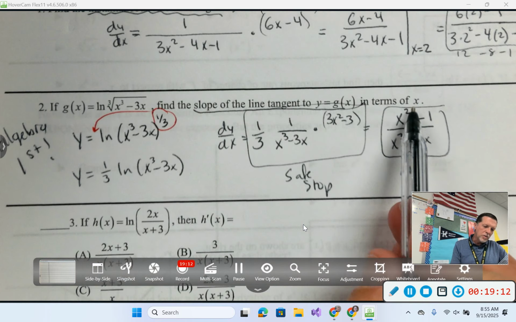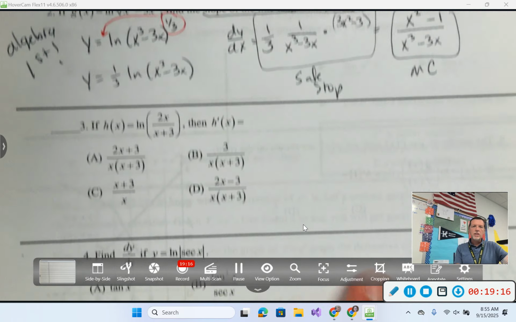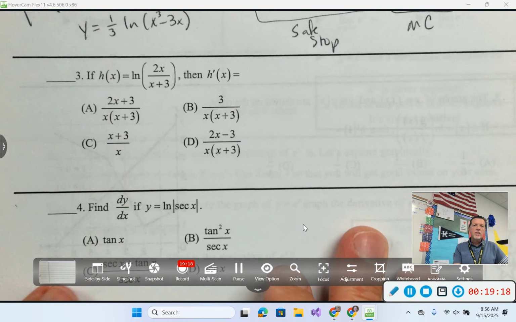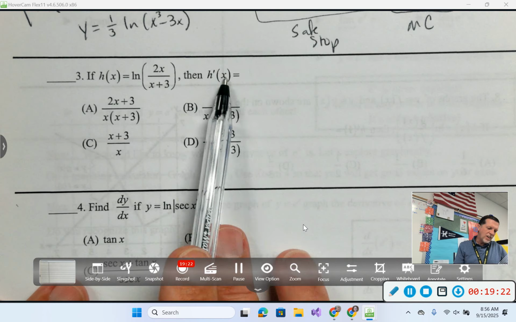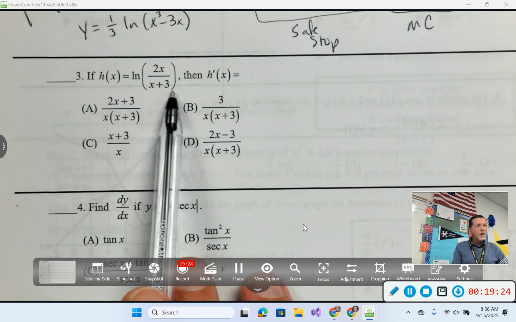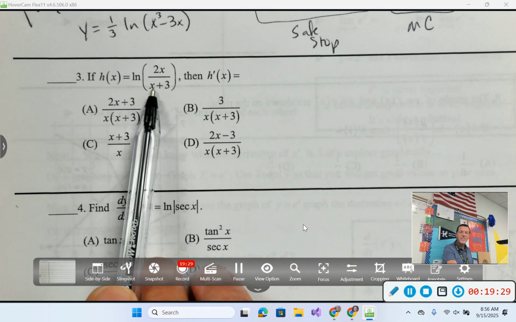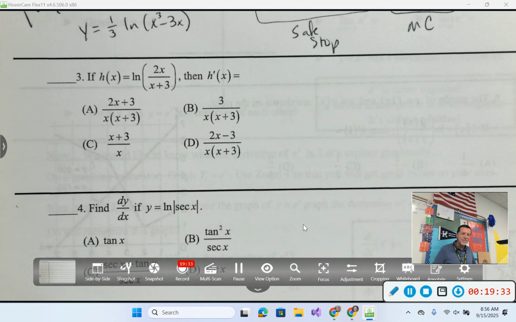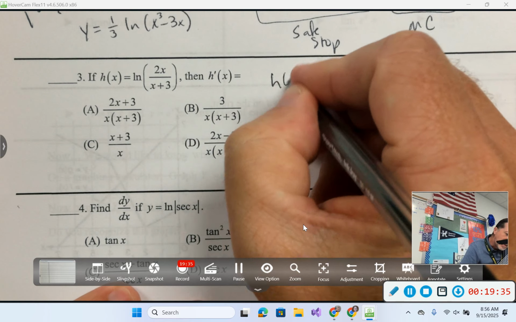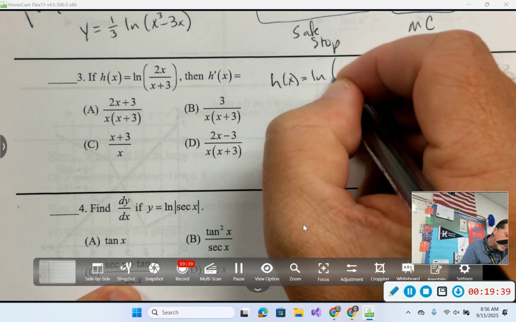Let's see. In terms of x, meaning I don't have to plug in anything, so we're done with that one. Number 3. H equals this. H prime would be some ugly quotient rule thing, because I'd have to do 1 over all of this, and then I'd have to use the quotient rule, and so I'd have a really ugly. Instead, though, let's do some algebra.